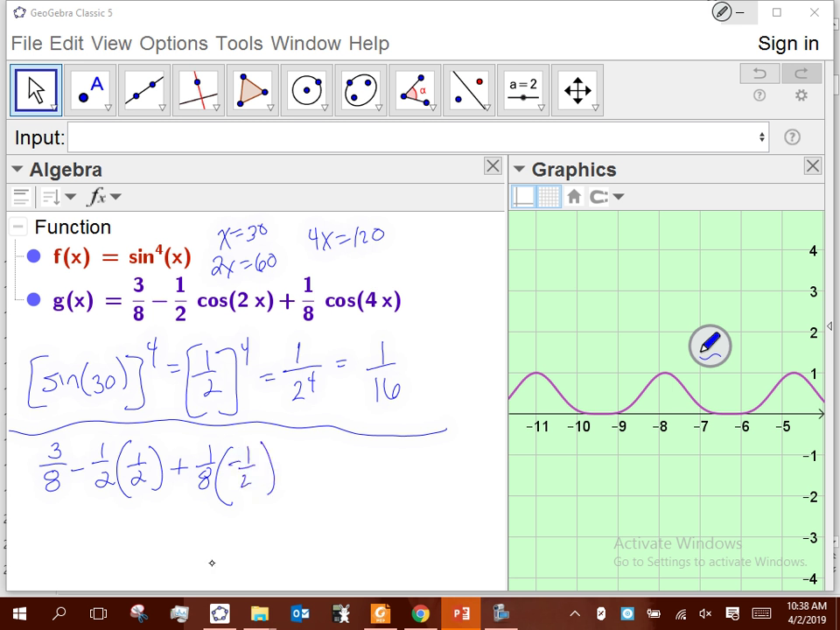Negative 1/2, right? Let's add these things together. I got 3/8 minus a 4th minus 16th, right? Okay. 3/8 minus a 4th. What's 3/8 minus a 4th? 1/8, right? Okay. 1/8 minus a 16th is a 16th.